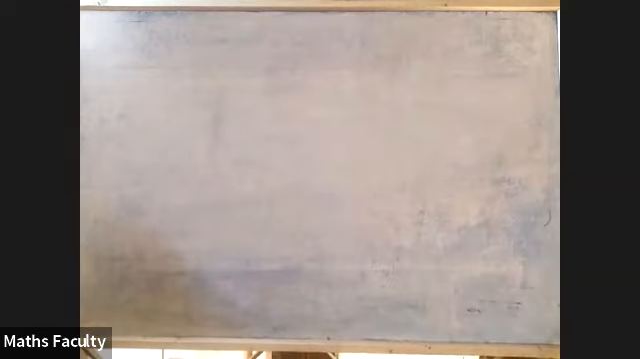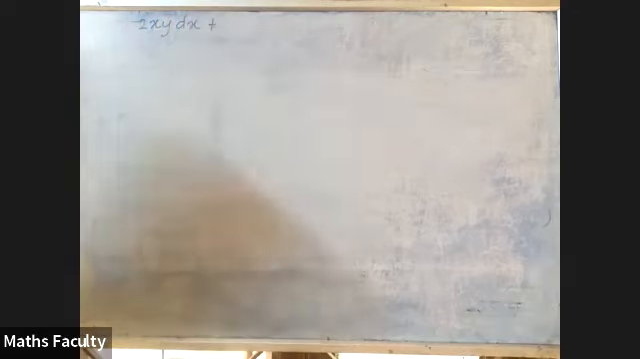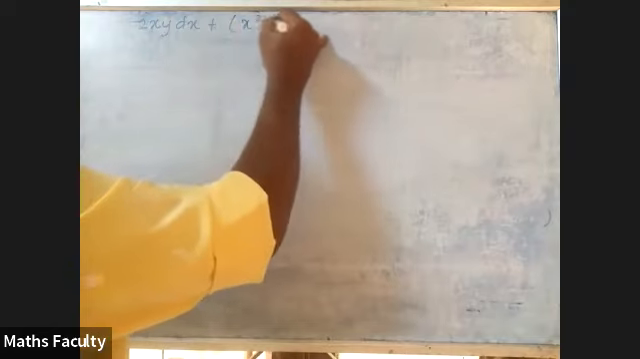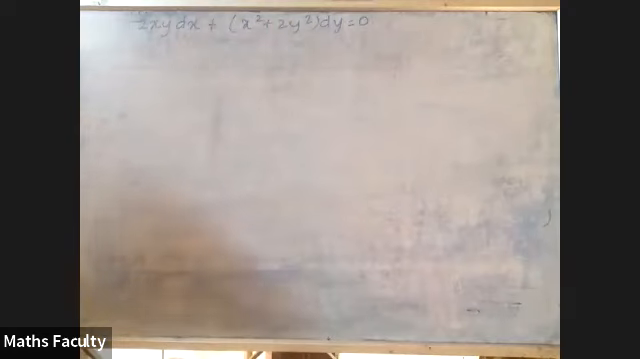The next problem, solve 2xy dx plus (x square plus 2y squared) into dy equal to 0. Okay, solve 2xy dx plus (x square plus 2y squared) into dy equal to 0.